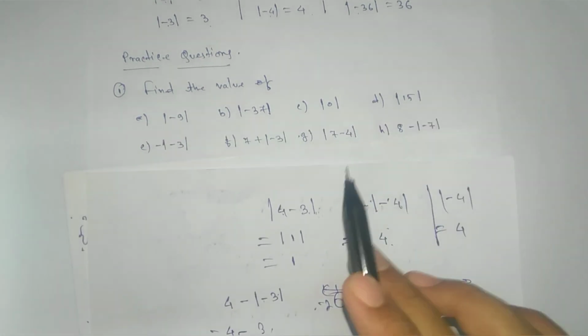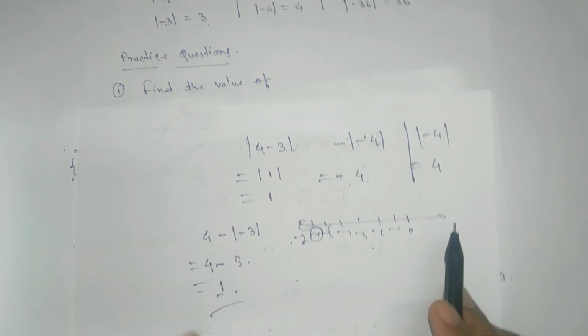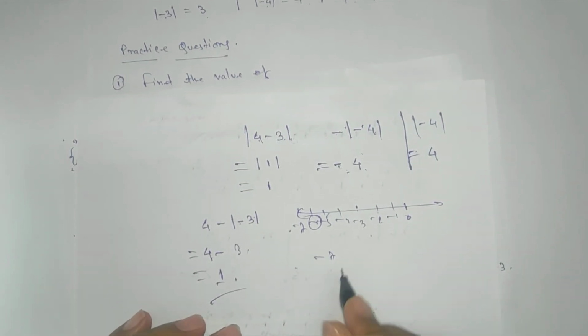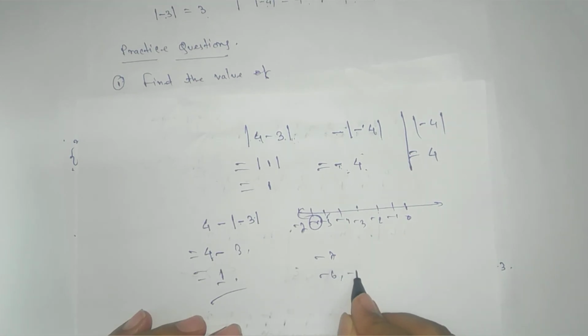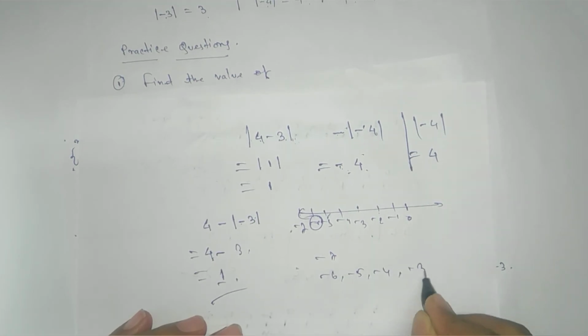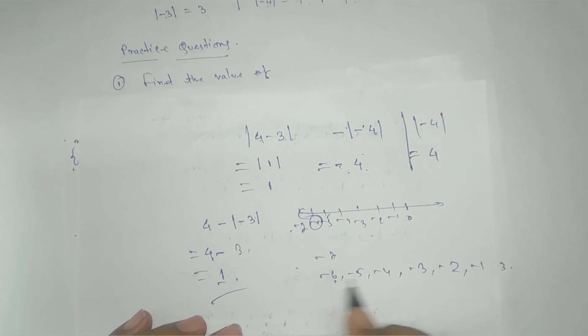Okay, write 5 negative integers greater than -7. So you need to write 5 negative integers greater than -7. So greater than -7 means 6 negative integers. They are asking for negative. So -6, -5, -4, -3, -2, and -1. That is 1, 2, 3, 4, 5, 6. We need 5 only, any 5. So it is your wish, you take any 5 of them and it will be your answer.